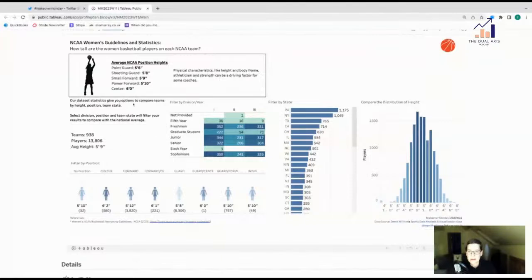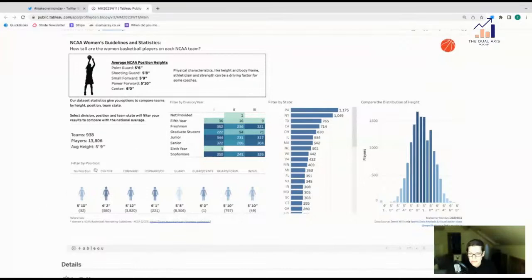So I get the option to compare teams by height, position, team state, etc. So there's 938 teams. That's a lot of teams. 13,000 players. The average height is 5'9". Holy moly! That seems really high. I haven't checked the data, but that's really tall. I guess it is basketball after all, but still, that just seems very tall.